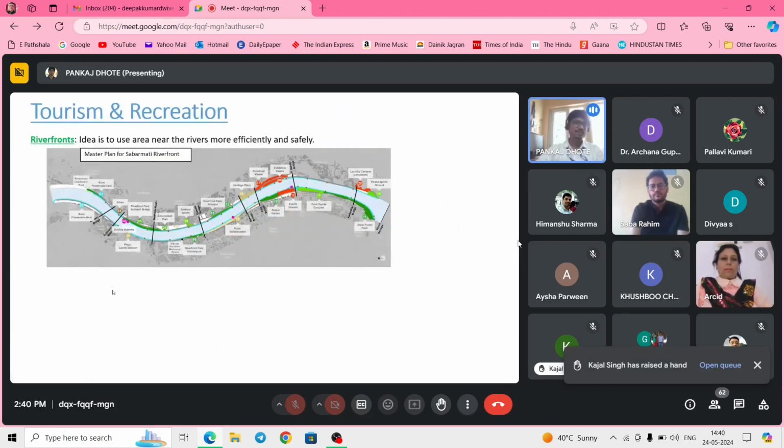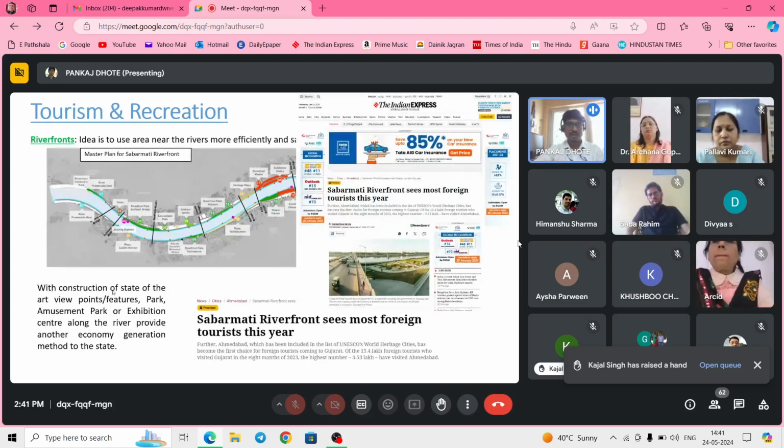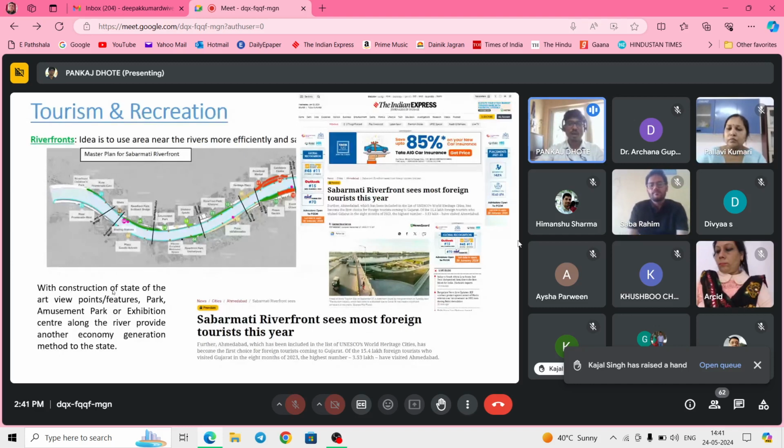Now next one is the tourism and the recreation along the riverfront. Now we talked about the extent and quality. Now the third most important component is also the tourism along the riverfront. Over a period of time, if you see, in India, Sabarmati riverfront is widely recognized. A lot of people are moving there, and now it has a lot of advantages, not only in terms of the area where you can go and spend quality time with your family, but also in terms of revenue generation for the government.